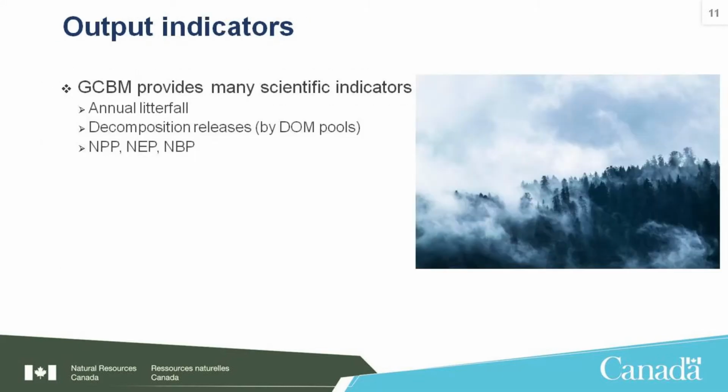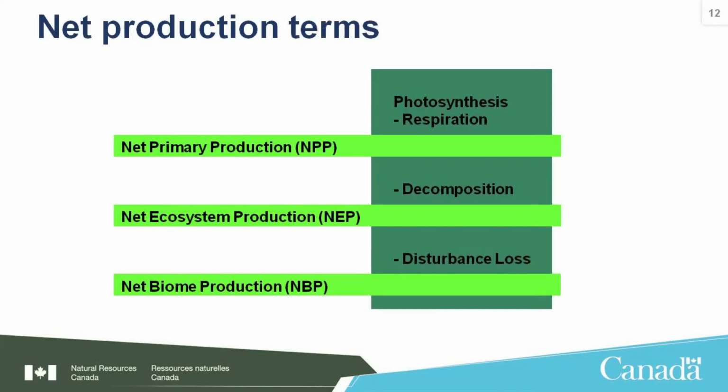A number of scientific indicators are generated in the results, including annual litter fall, the rate of decomposition release by dead organic matter pool, as well as net primary productivity, net ecosystem productivity, and net biome productivity. NPP is simply the difference between photosynthesis and respiration, that is, the amount of organic matter produced in a time step for a specific area. It should also be pointed out that the model does not explicitly simulate photosynthesis and autotrophic respiration. It uses the user-defined yield curve, which defines how much increment occurs in the woody biomass, and then it calculates the increment in the production of other dead organic matter pools, including fine roots, to estimate the net primary production.